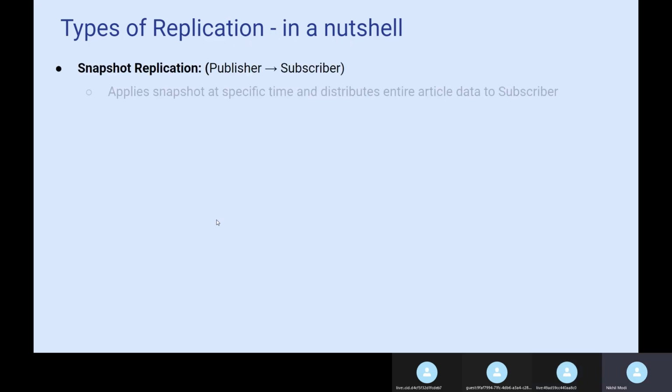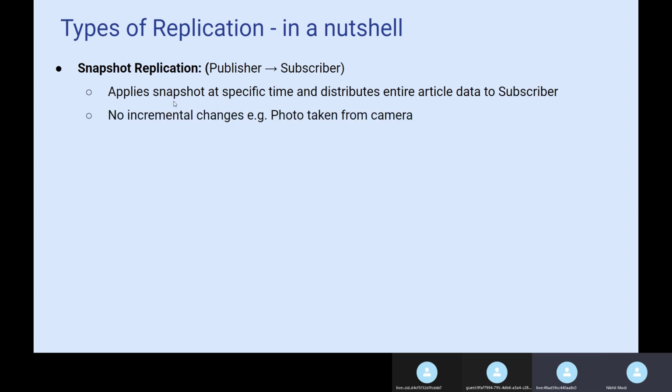So replication, snapshot replication, that is where you apply a snapshot at a specific time, right? And there are no incremental changes. It's just like a photo. If you take a photo from a camera, this is how I remember it. You take a photo and then you get the data as of that moment. You don't see the live data, what is happening. Just the photo.